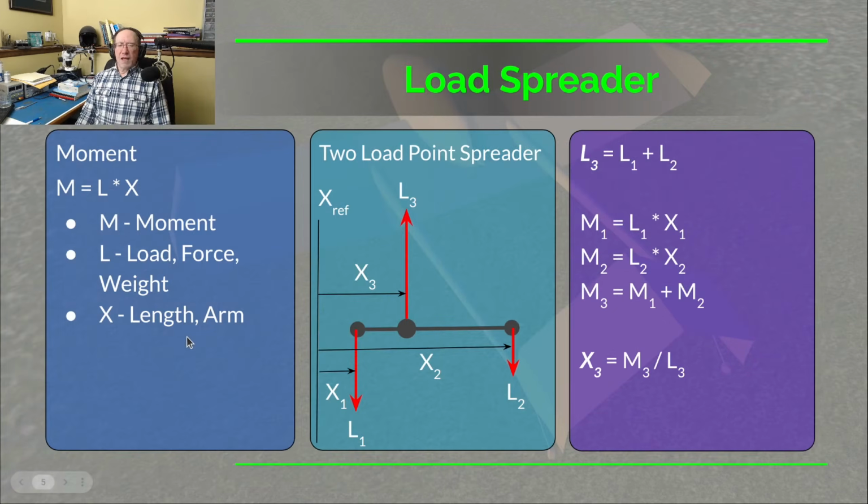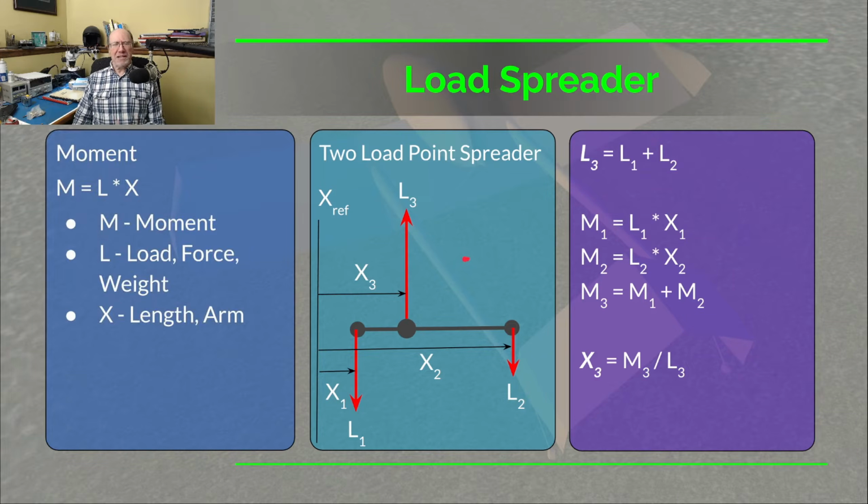And so the way we're going to do these calculations is with a moment. And you may remember from some videos we had in the past that a moment is a load times a distance, or an arm. And so for at least this page, L is going to represent loads, and this X is going to represent some distance from a reference point. And then M is our moment.